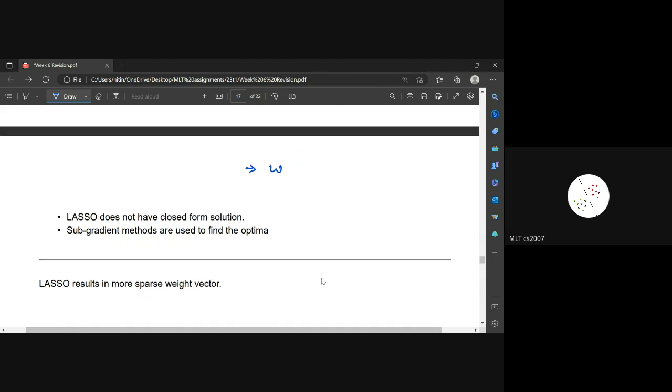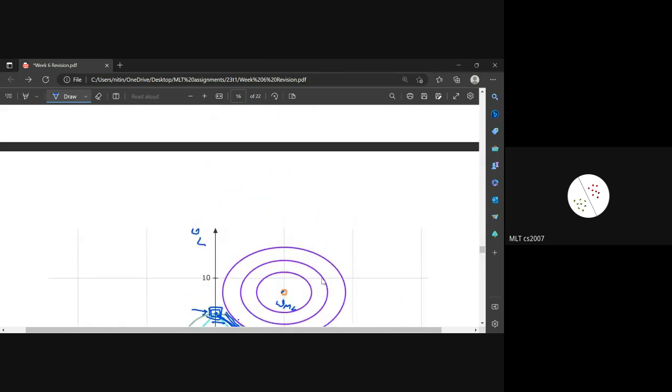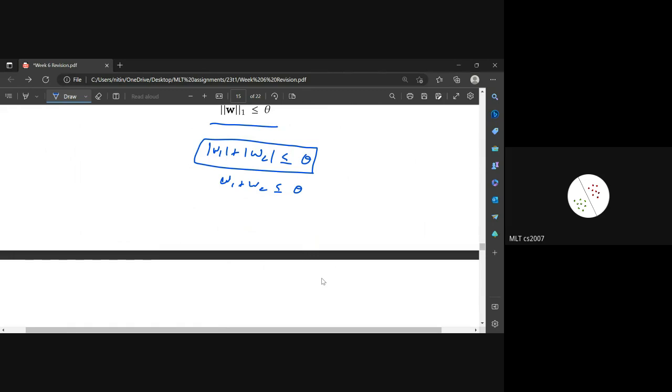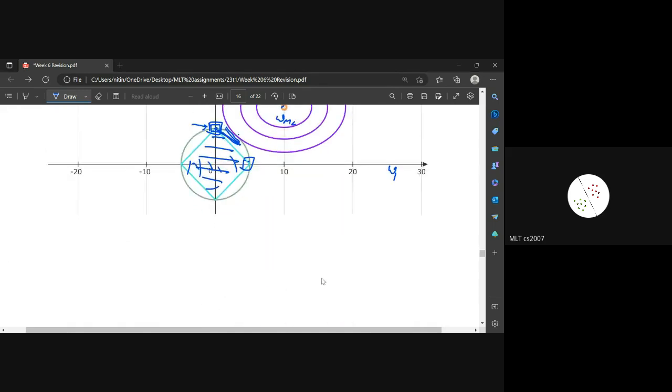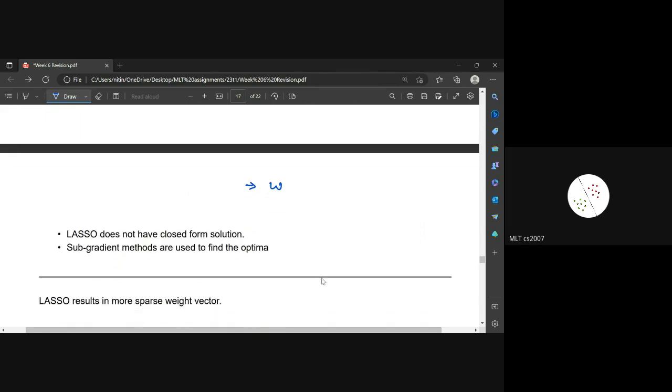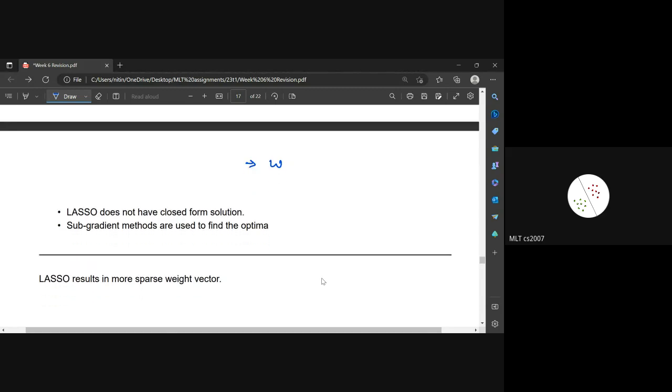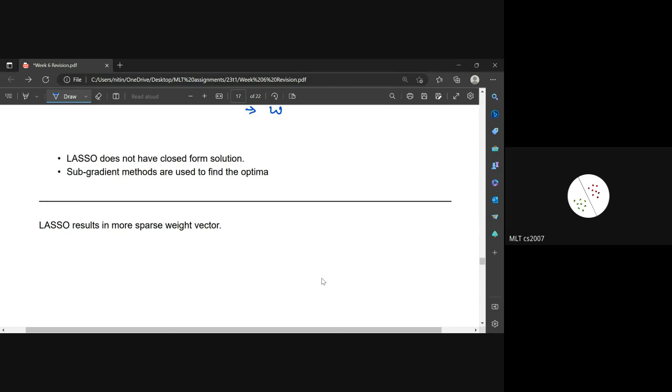What is the use of that? If some weight becomes zero, it means that you have removed that feature from your model. You are not learning that feature itself. That's how you remove redundancy from the model completely. So lasso helps to reduce redundancy in the model. More sparse means that more weights will become zero in the case of lasso. Again, here we have to see how to find this lambda.